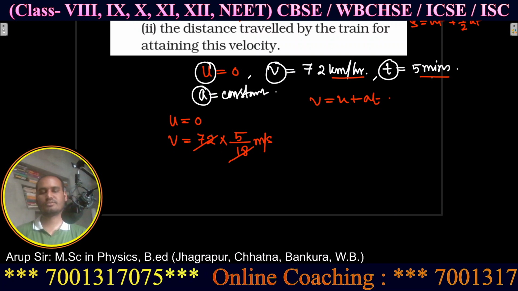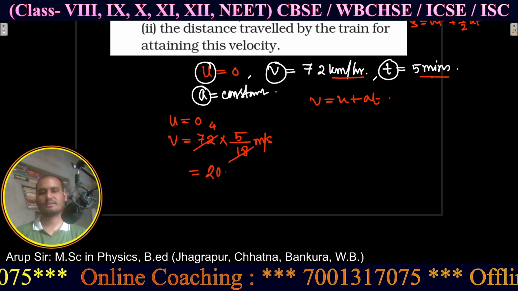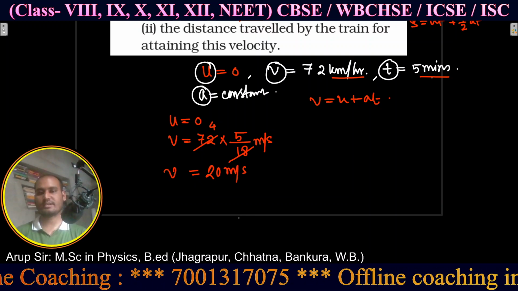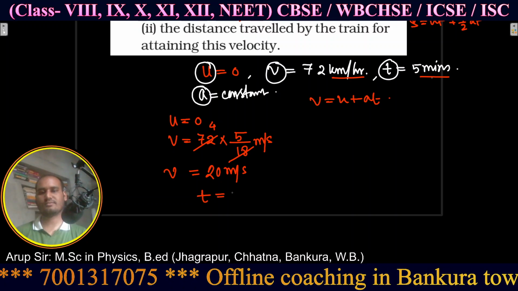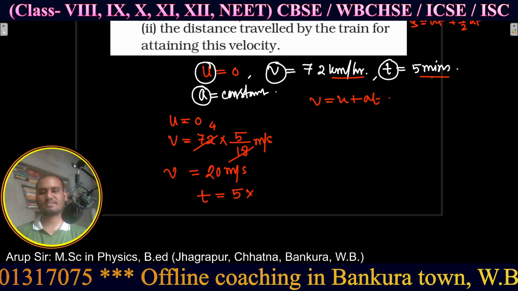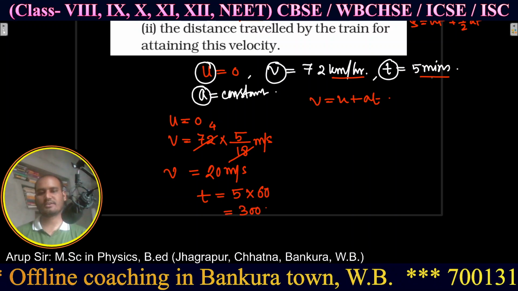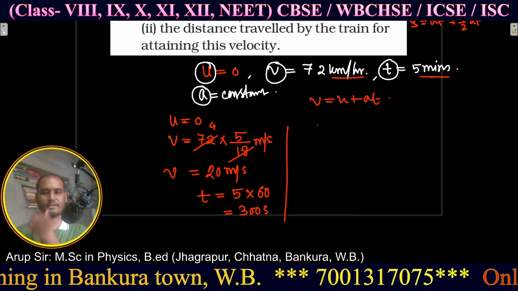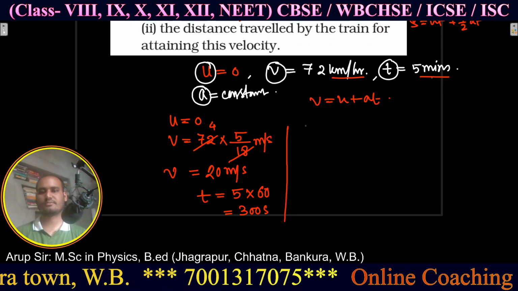18 and 72, if you cancel, you will get 4, right? So you will get 20 meter per second. So the velocity finally is 20 meter per second, and the time given is 5 minutes, not in seconds. So multiply by 60, it will give you 300 seconds. Now we need to put all these values here to get the actual result. V equals how much?